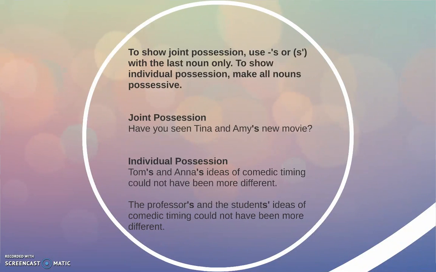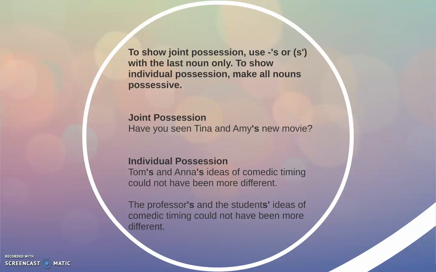To show joint possession, use apostrophe s or s apostrophe with the last noun only. To show individual possession, make all nouns possessive. Have you seen Tina and Amy's new movie? In this example, Tina and Amy jointly star in the movie together. Tom's and Anna's ideas of comedic timing could not have been more different. In this example, Tom and Anna individually have different ideas about comedic timing.